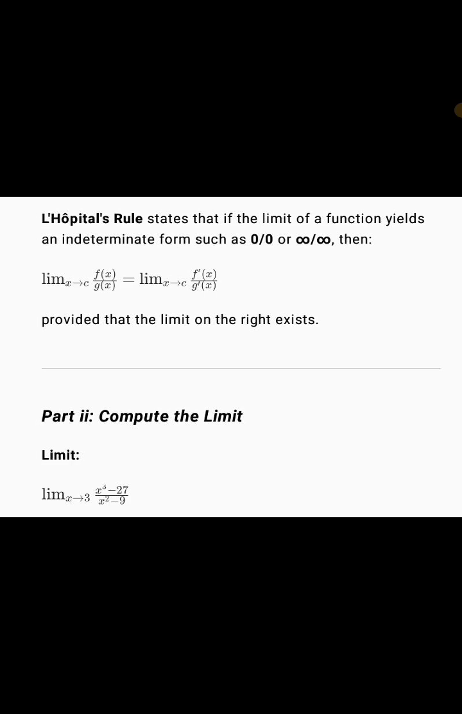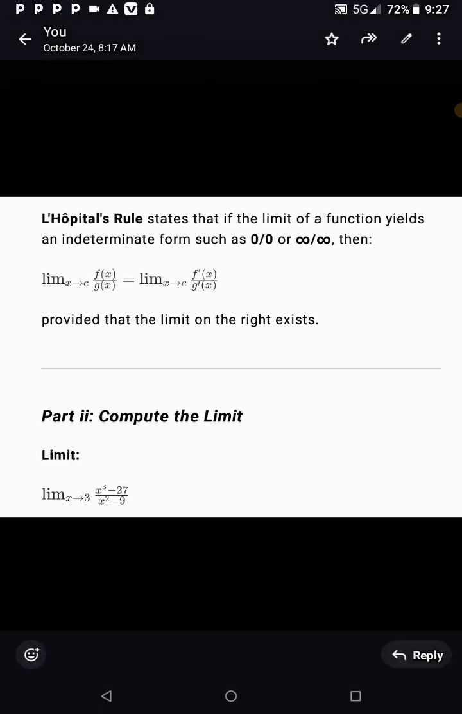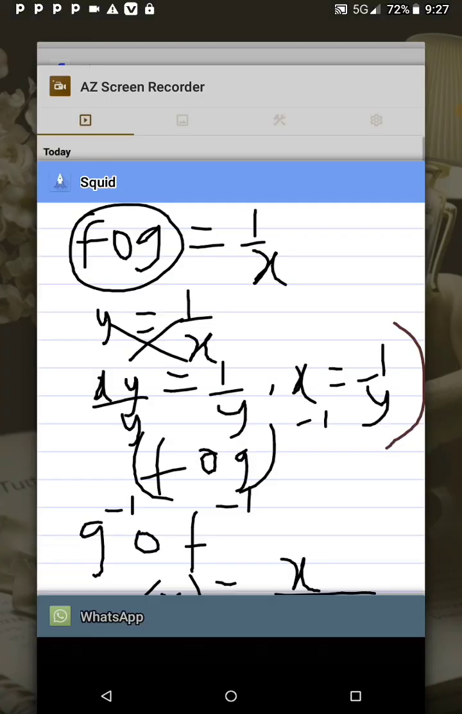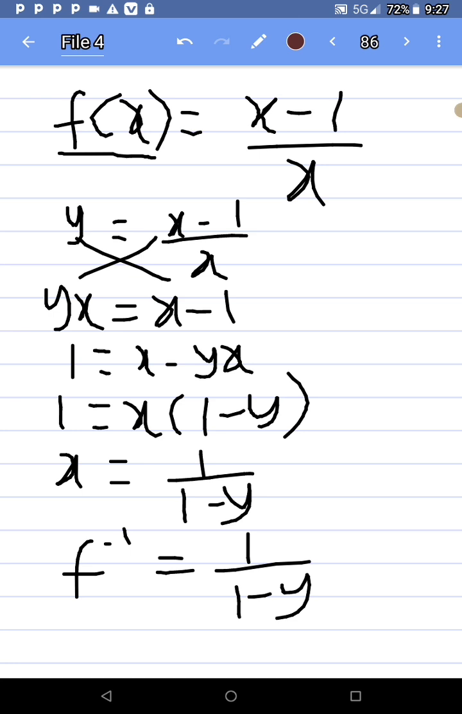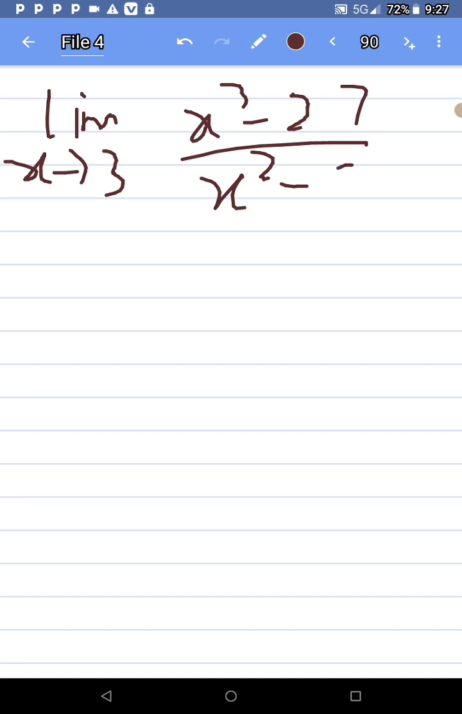Now we want to use that. Since they've given us a premise, the conclusion is that they want us to use L'Hopital's rule to solve this question. Let's go and solve the question. Limit as x tends to 3 of x cubed minus 27 over x squared minus 9.